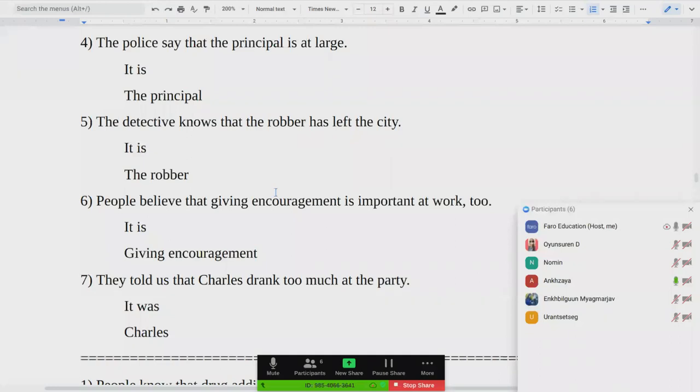The detective knows that the robber has left the scene. It is known that the detective... It is known that the robber has left the city. Detective it болж байгаа.